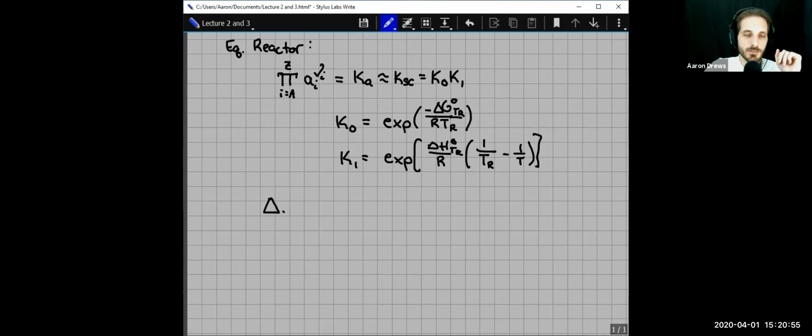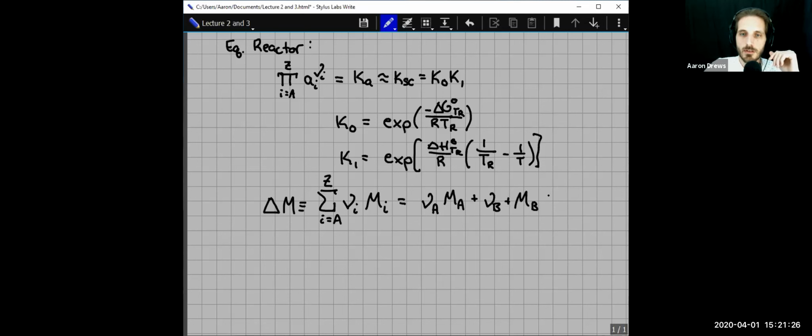Every delta of any quantity M is defined as the sum of the stoichiometric coefficient i times the property M for whatever the i parameter happens to be. So this sum runs from A to Z, right? Whatever components we happen to have. So we would write this as something like the stoichiometric coefficient of A times whatever property of A plus the stoichiometric coefficient of B times the property of B, et cetera, all the way out to as many different components as we happen to have.